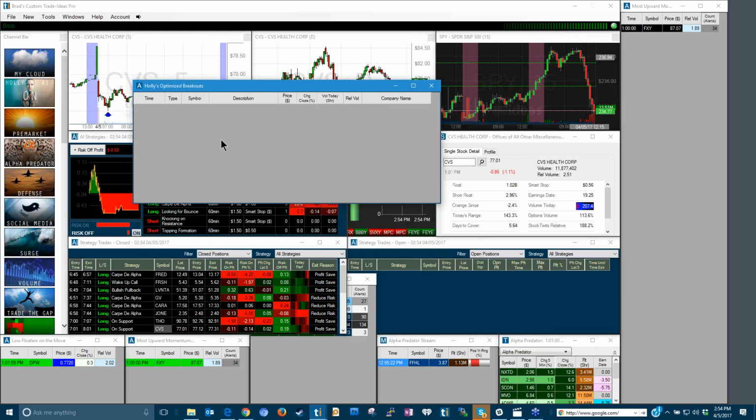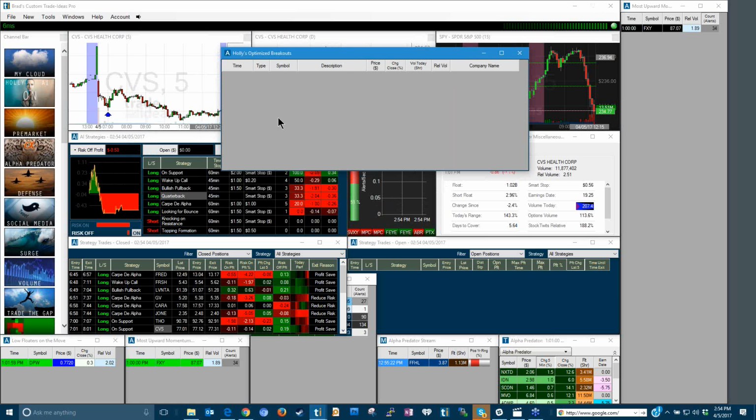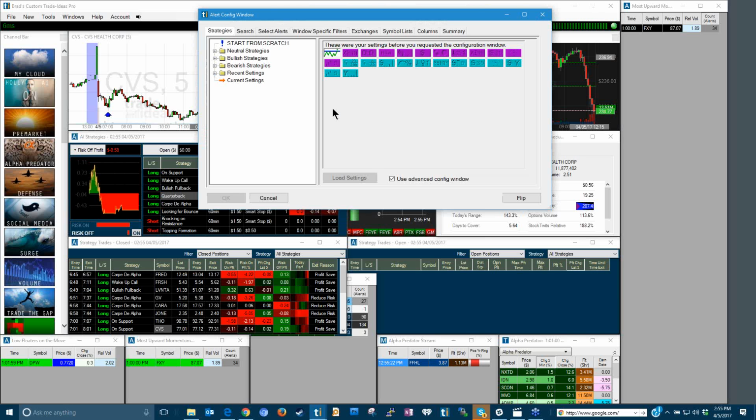This is an interesting one because I've been experimenting with a lot of different types of setups, and this right here is something unique because it's looking at the symbols that Holly has generated. Since the beginning of 2017, I created a symbol list that has all of the Holly symbols in it. And this is a strategy just looking at that particular list of symbols. So there are at least a couple hundred symbols in there.